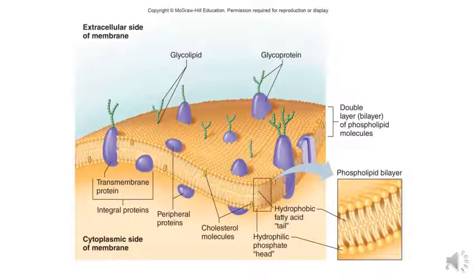And so here we're seeing a picture of the plasma membrane or the cell membrane. And we're seeing here in this close-up view, a lot of phospholipids have come together to make up the cell membrane. But we're also seeing these purple blobs. Those are the proteins, and the carbohydrates are sticking out on the outside. And the cholesterol molecules are located inside the cell membrane.